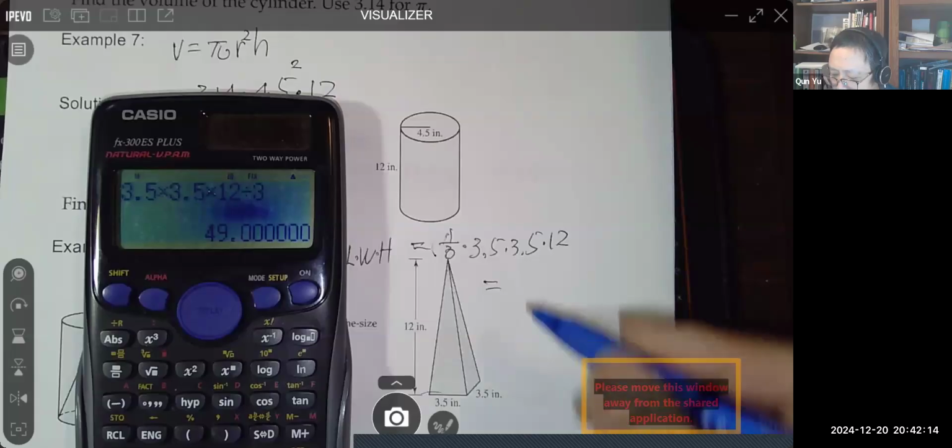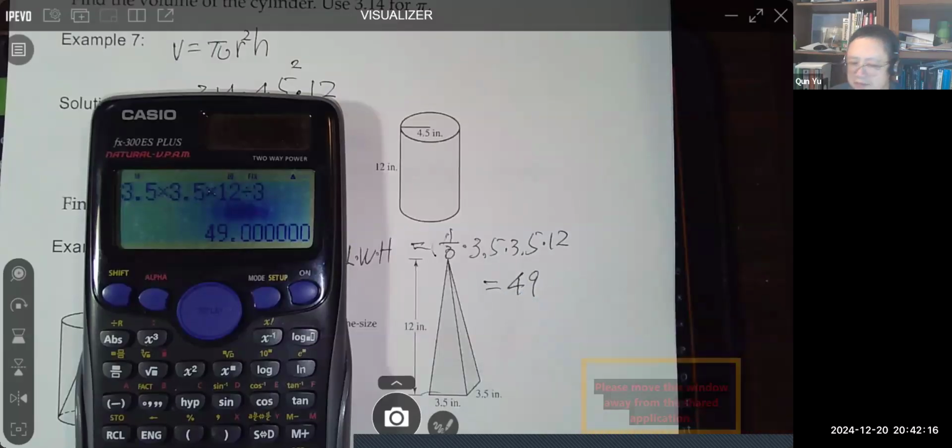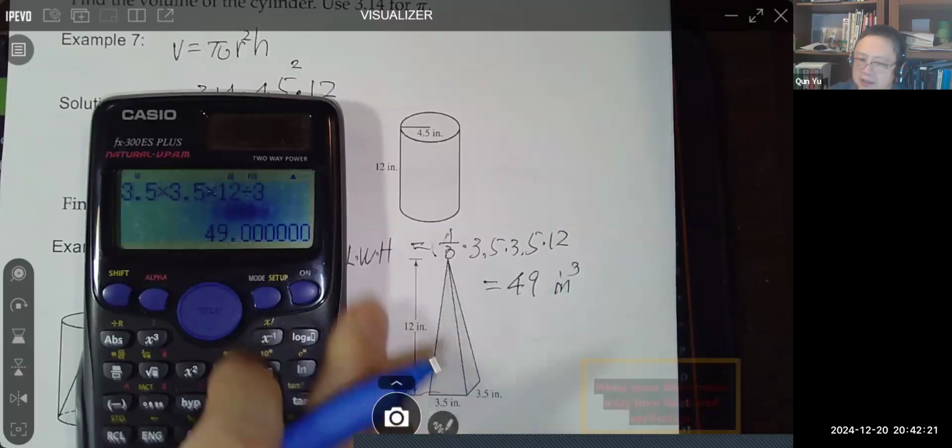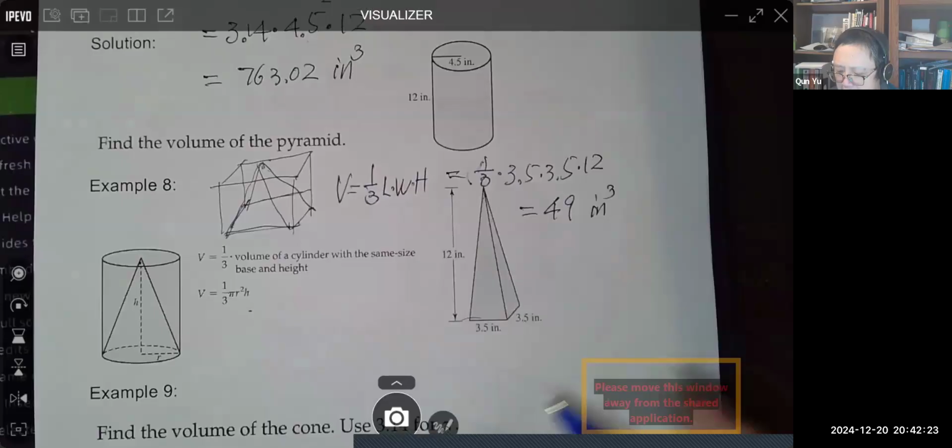So that's a beautiful number. I got a whole number, no rounding error. 49 inch cube, that's the unit. Now, how about the volume of this cone using 3.14 for the pi?